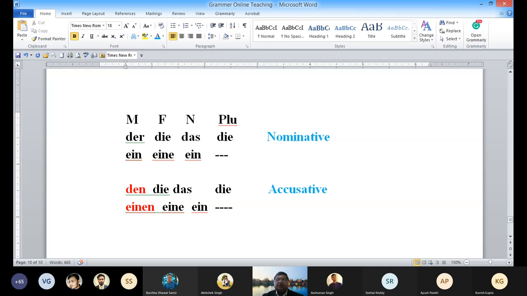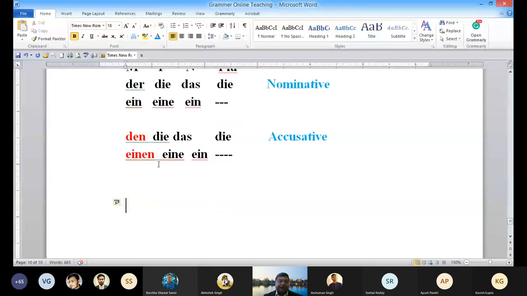Because in object, there are two objects. One is called direct object, another one is called indirect object. Now I am going to explain the indirect object. And there again, further change will be there. Dem, der, dem, and the plural form will be den. Similarly, einem, einer, einem.